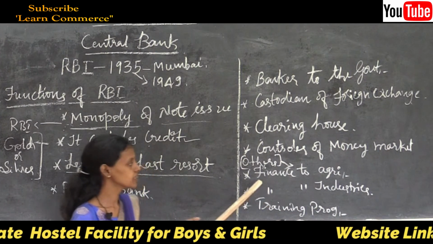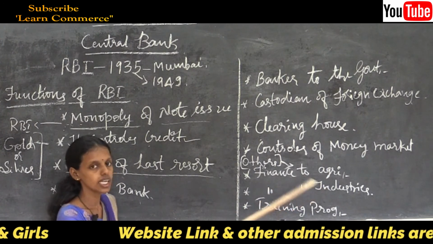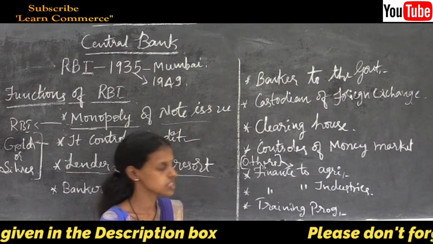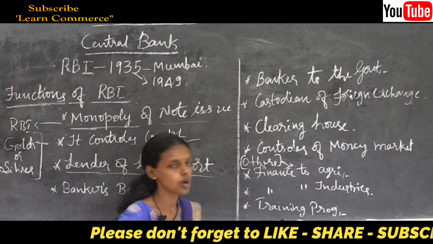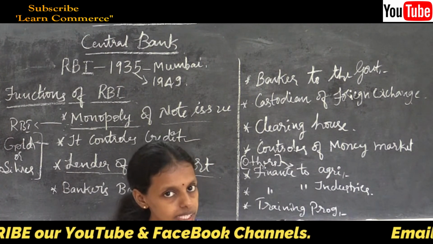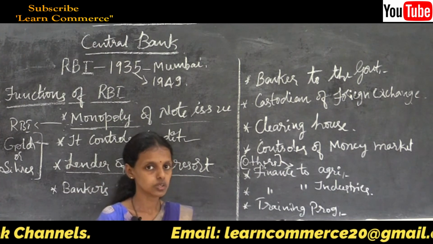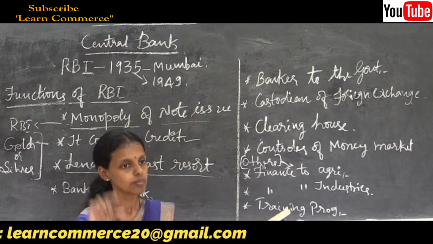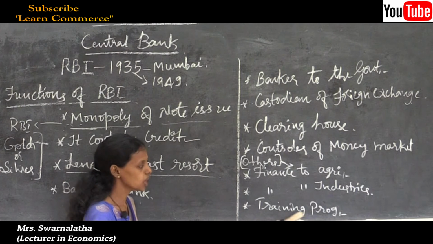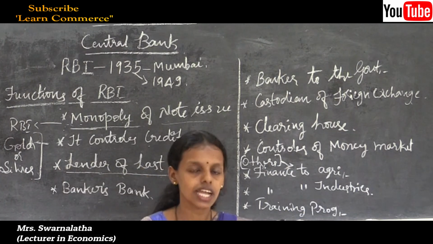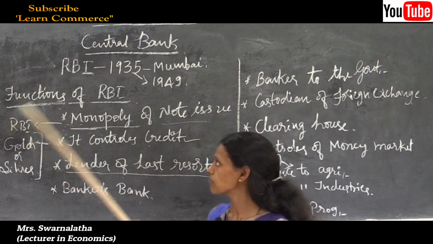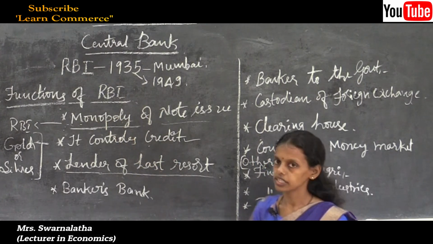For rural development, it gives finance to agriculture, and it finances industries. RBI also provides money and financial assistance for industrial development, and invests money in training programs to update the knowledge of bankers. Not only bankers, but all bank managers, staff and those related to bank activities are updated and given training as professionals. So, these are the main functions of the mother bank, the central bank, RBI, the Reserve Bank of India.